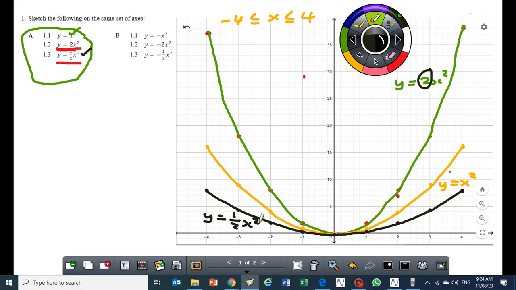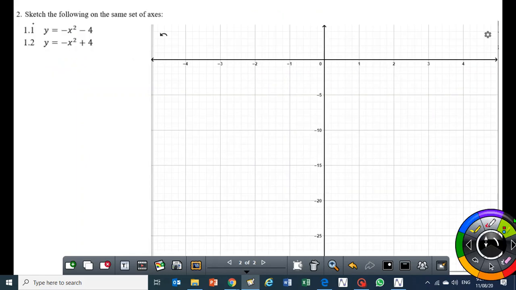If it becomes greater, then the graph will become a little bit narrow. So that's how the two graphs are supposed to look like. All right, any question there? Now y equal to minus x squared minus 4 and y equal to minus x squared plus 4.